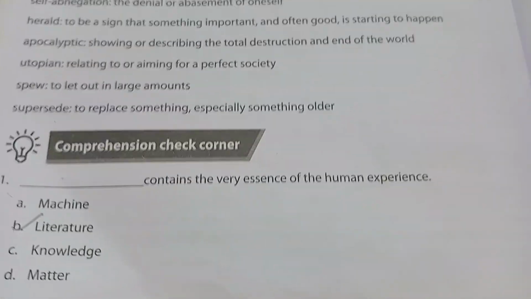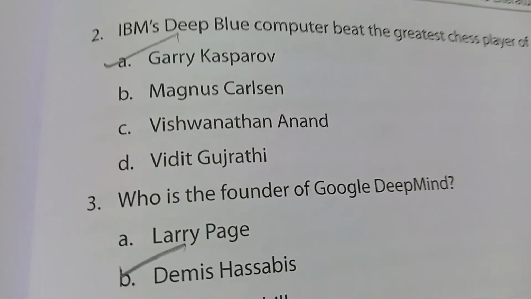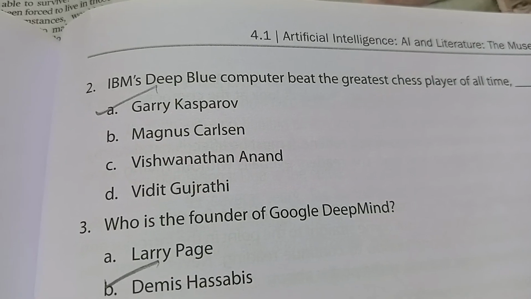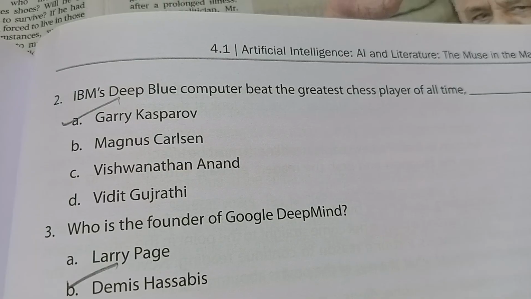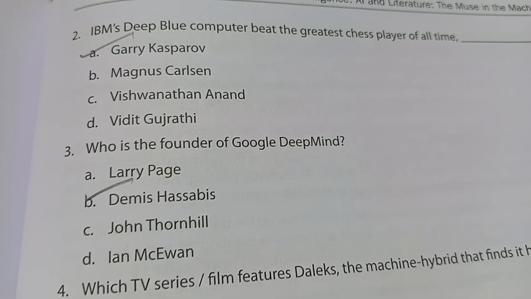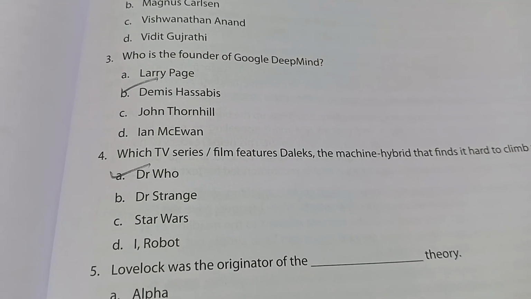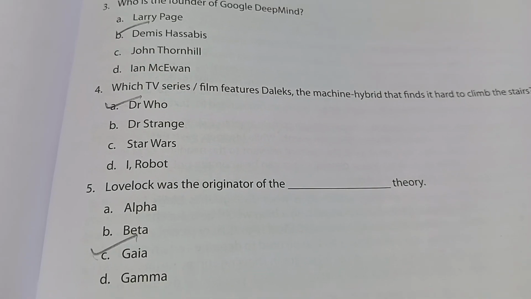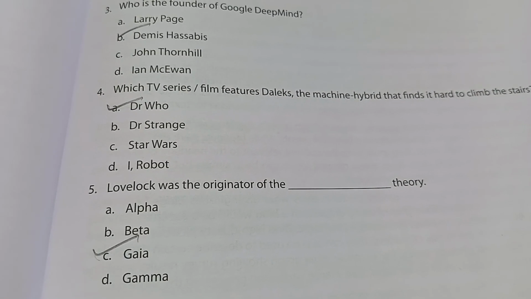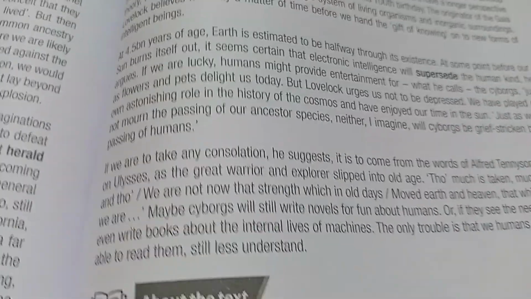And when you come to your comprehension check corner, you could see the first point is literature. Second one, you can give them: IBM's Deep Blue beat the greatest chess player of all time, Gary Kasparov. Then who is the founder of Google DeepMind? It is Demis Hassabis. And which TV series film? It is Doctor Who. And Lovelock was the originator of the Gaia. Okay, so these are the 5 answers. And actually, when you read your lesson fully, you can get all these answers.